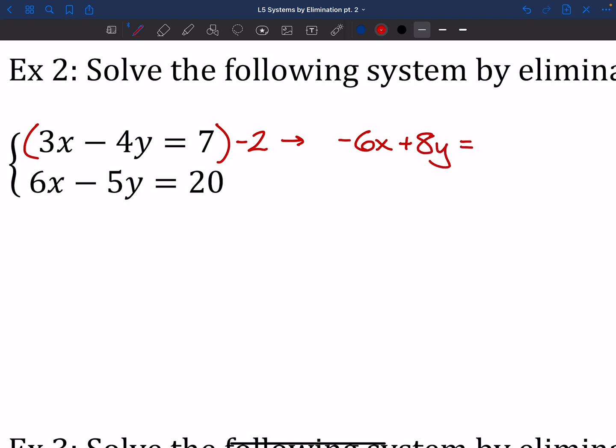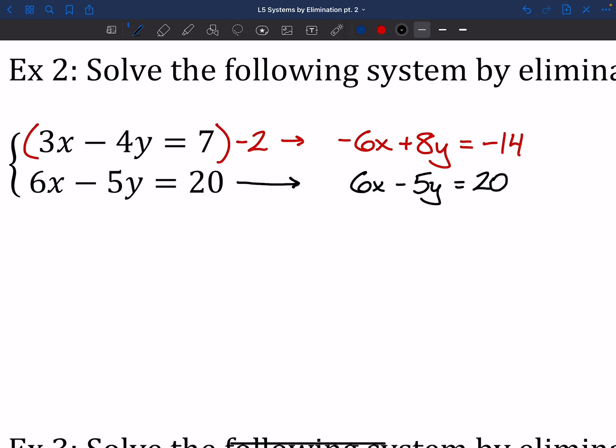Right? And then 7 times negative 2 is negative 14. So that part's all done. This one we didn't multiply, so I'm just going to drag it right over. We've got 6x minus 5y equals 20 over there.